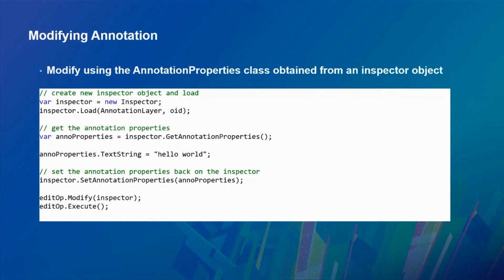Modifying annotation is fairly similar. You create an inspector, you load it up with the layer and the OID, you get the annotation properties, you change one of those annotation properties, you set them back on the inspector, and you use the Modify, and then the Execute.